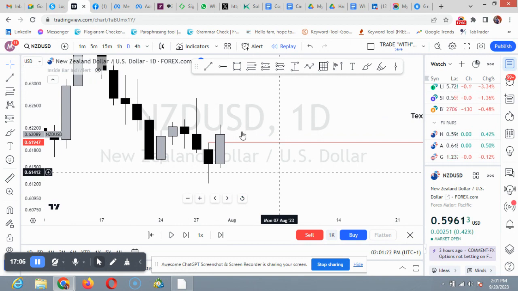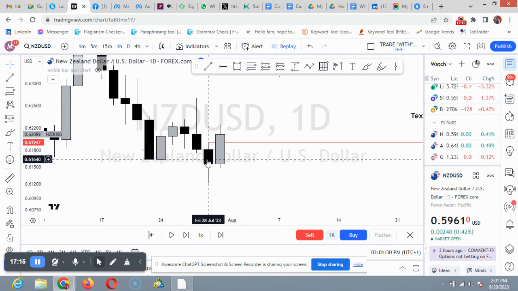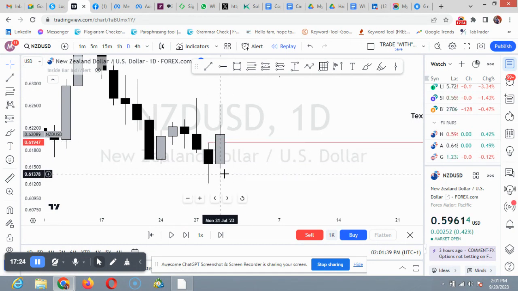So you can see here we have candle one, which is bearish, candle two, which is bearish, candle three, which is bearish, and then candle four opened and swept the high of the bearish candle three. Once this happened, this is a high probability trade. Right, this is a high probability trade.